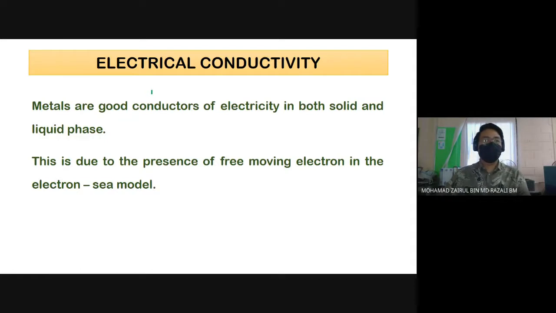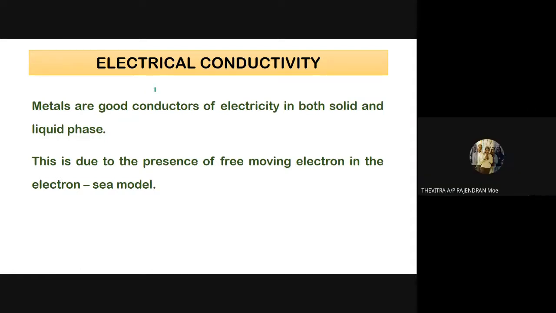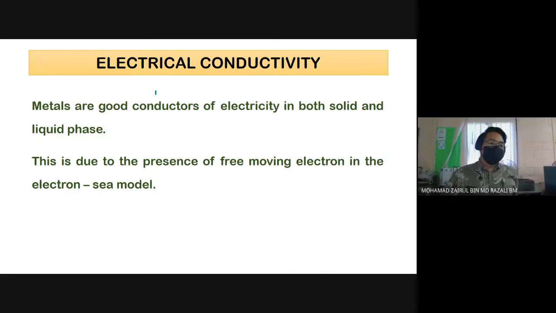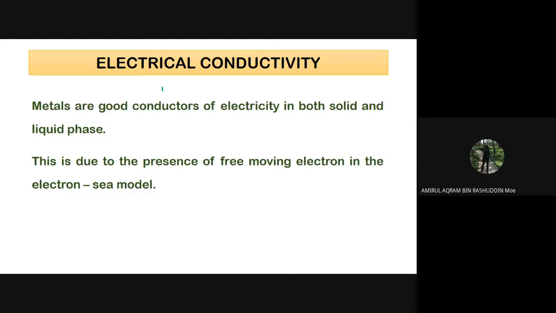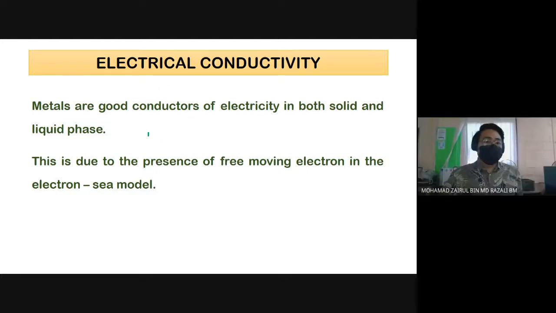Macam mana current itu flow? True conductor. Okay, tapi macam mana flow dalam conductor, dalam material tu? Ada free moving ions. Sebab once ada free moving ion, elektron tu dia boleh carry current. So elektron itu akan carry current through the metal.